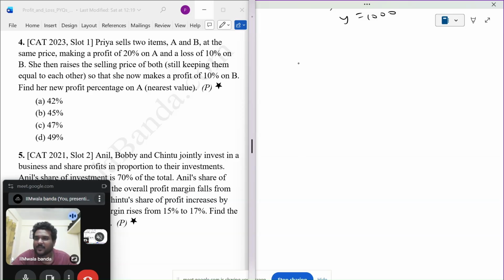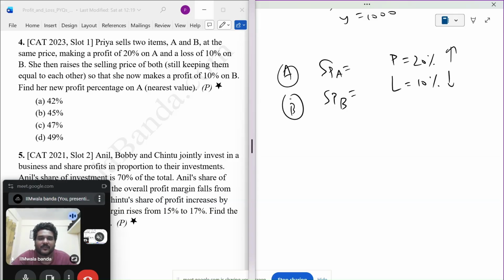Priya sells two items A and B at the same price. So selling price of A is equal to selling price of B, making a profit of 20% on A and a loss of 10% on B. Okay, so this is A. Let's write the information this way: SP of A and SP of B are the same. This is the information for A, this is the information for B, and these two are the same. So for now, let's assume them as X.